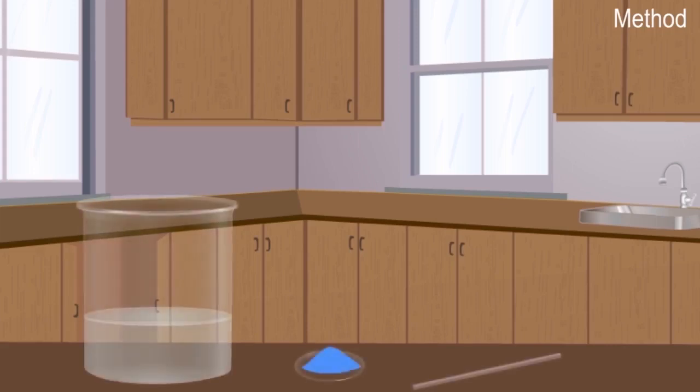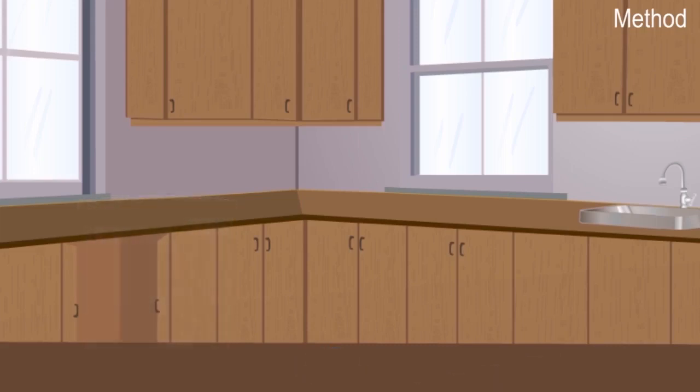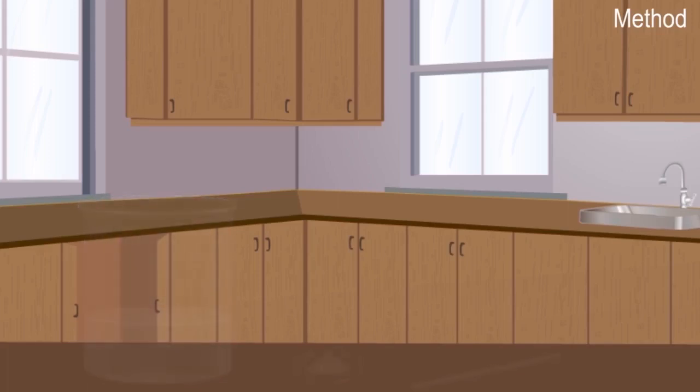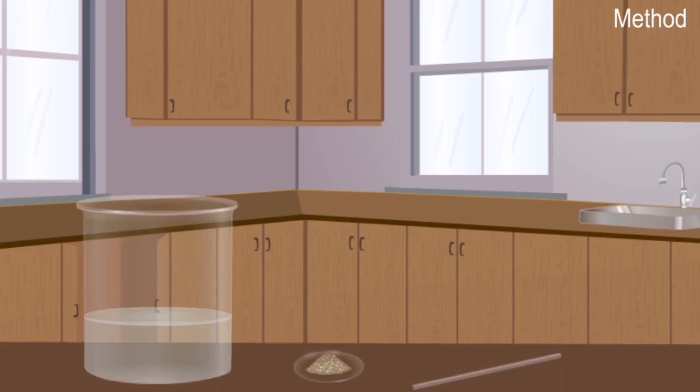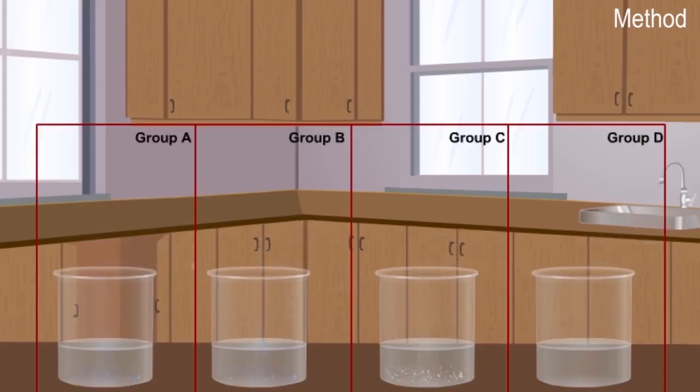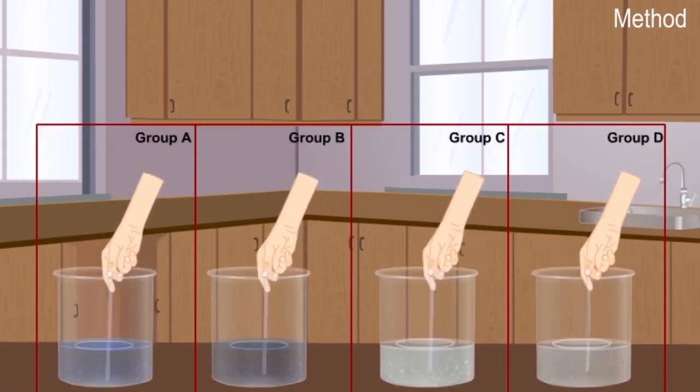Provide a beaker containing 100 cc of water, 5 gram of powdered copper sulfate and a glass stirrer to group B. Provide a beaker containing 100 cc of water, 2 gram of alkaline and a glass stirrer to group C. And provide a beaker containing 100 cc of water, 2 gram of a mixture of sand and common salt and a glass stirrer to group D. Ask each group to mix the contents thoroughly and then bring them to the teacher's table.